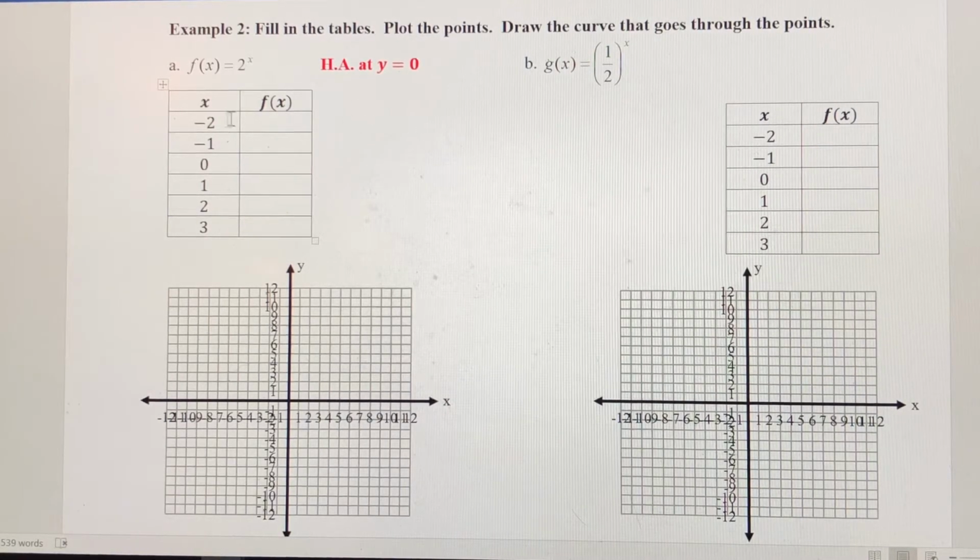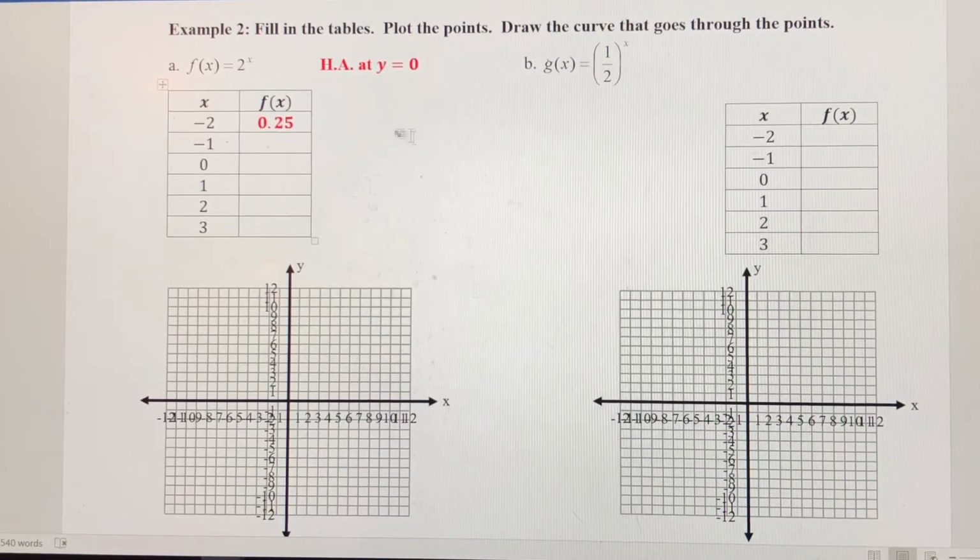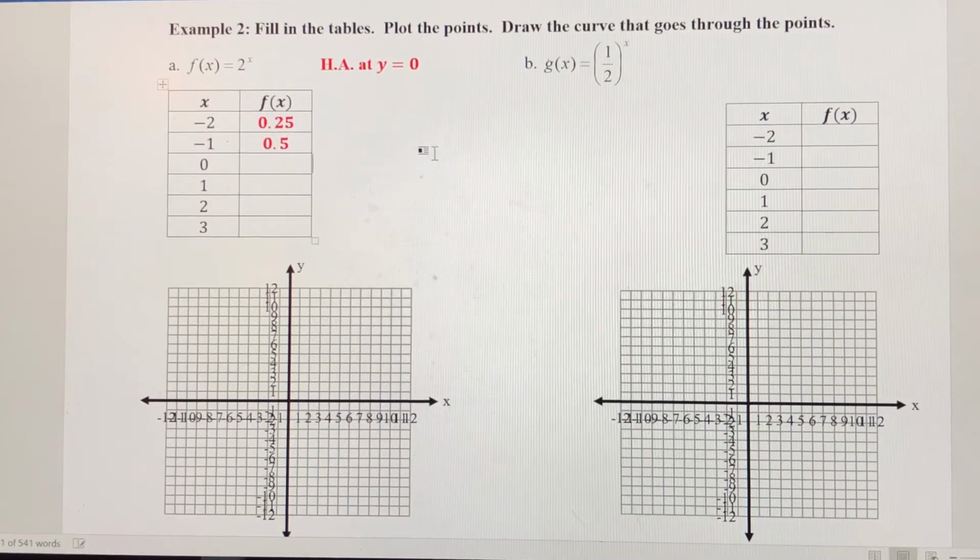So first thing, when we plug in -2, it's 2 to the -2 power, which is 1 over 2 squared, or 1 over 4. When I plug in -1, it's 2 to the -1 power, which is 1 over 2, or 0.5. 2 to the 0 power, remember, anything to the 0 power is 1. 2 to the first power is 2, 2 to the second power is 4, and 2 to the third power is 8.